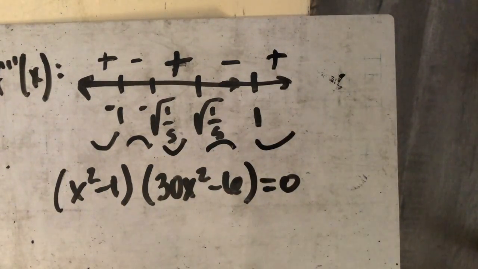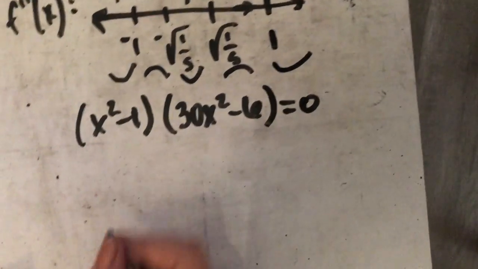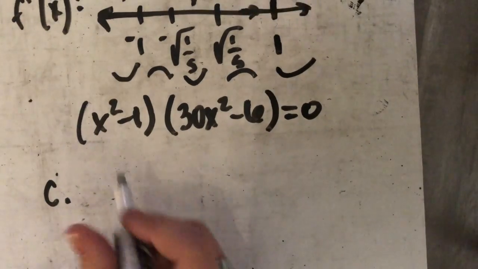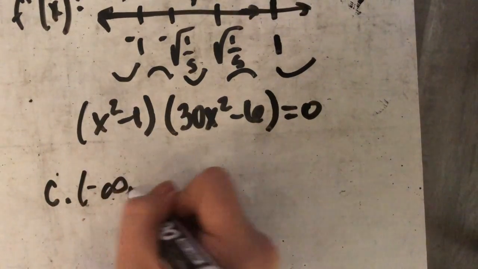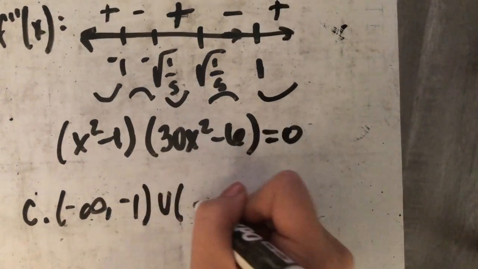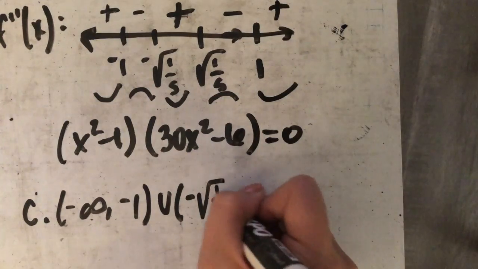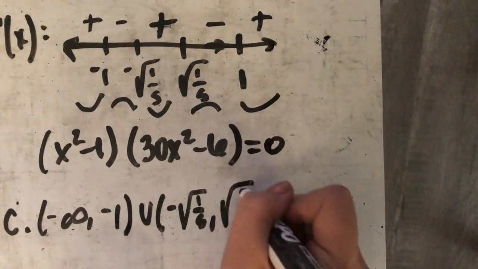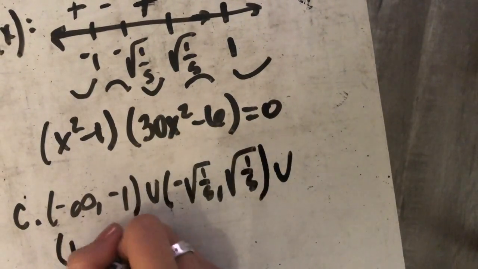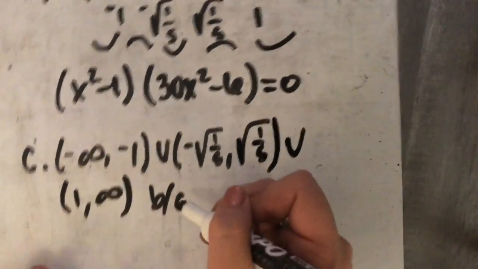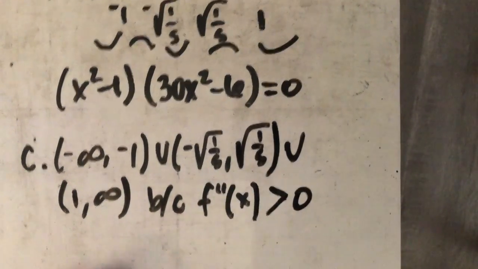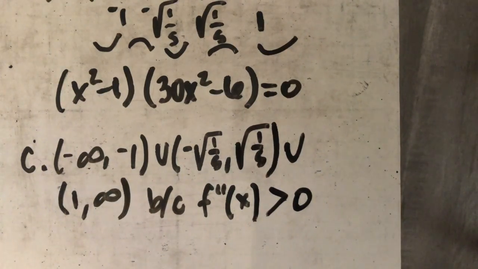Okay? And so part C asked me for what values of x is the graph of f concave up. It is concave up from negative infinity, because I don't have any interval endpoints, to -1, and from negative square root of 1/5 to positive square root of 1/5, and from 1 to infinity. And my justification is I just say because the second derivative is greater than 0. It's positive, so we're concave up.